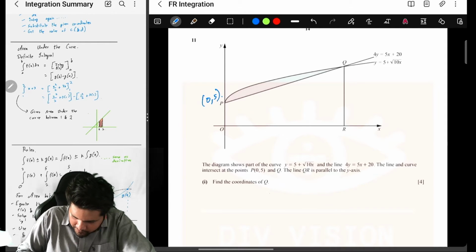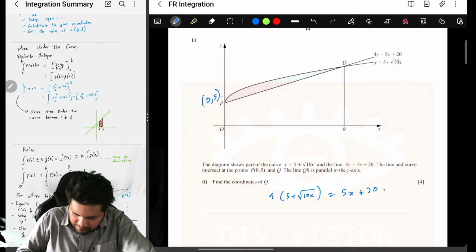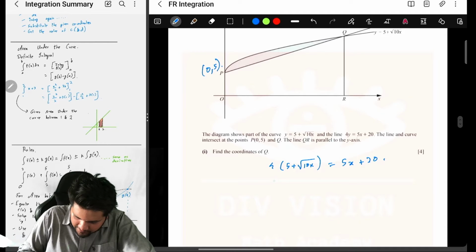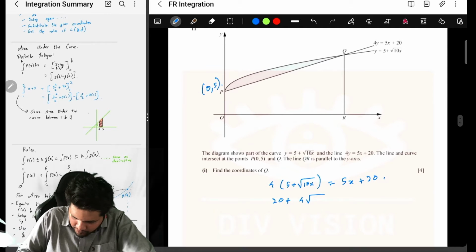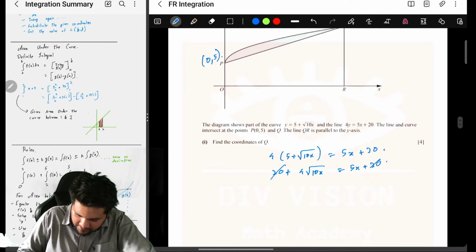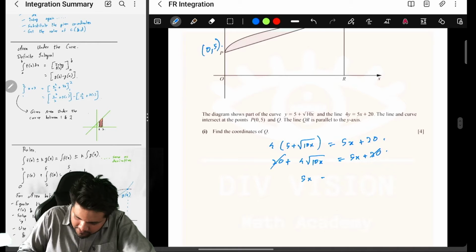So what we are going to do is substitute, instead of y, 5 plus root 10x, and that is equal to 5x plus 20. Now we are just going to multiply 4 inside, so it's going to be 20 plus 4 root 10x, which is all inside, equals 5x plus 20. This 20 got cancelled, and we'll get 5x equals 4 root 10x.